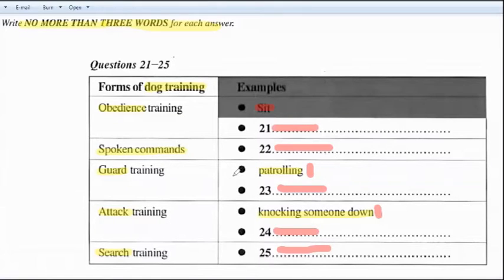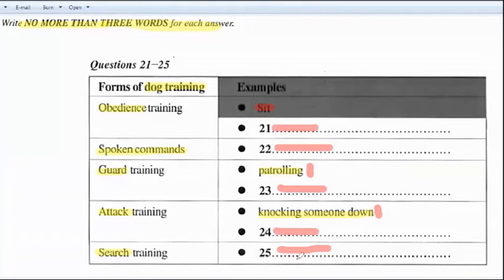Guard training, patrolling. Trying to think of other things that guard dogs would do. Attacking, maybe? No, this is attack training. So just guard training, patrolling, signaling, maybe watching. Maybe they have to make some kind of noise to alert if there is some sort of danger, like barking could be one. Attack training, knocking someone down, defending someone, biting someone. It's hard to know. Attack training, biting maybe. That seems reasonable. And search training, finding, smelling, noticing. Hard to guess exactly.